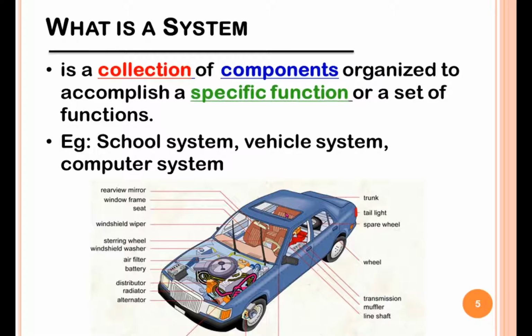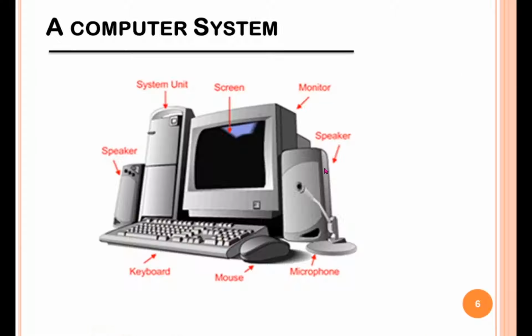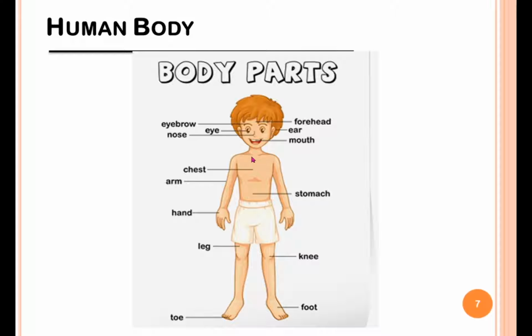Again, this is another diagram. The vehicle has a fuel tank, wheels, battery, engine and wipers, all making the complete vehicle. In the computer, we have the monitor, speaker, system unit, keyboard and mouse, all connected together to make the complete computer. Even the human body has eyes, eyebrows, mouth and legs. All are combined together to make the full human body.